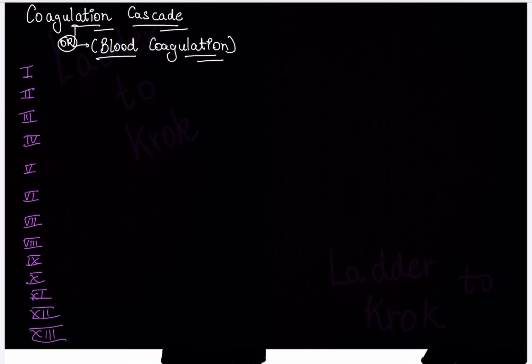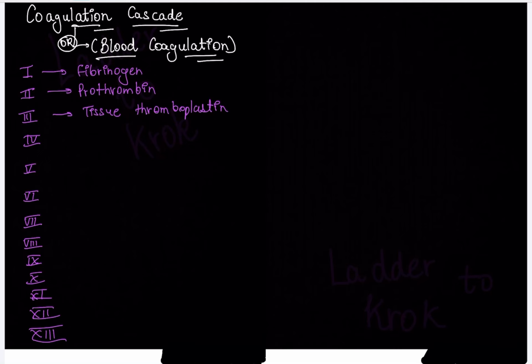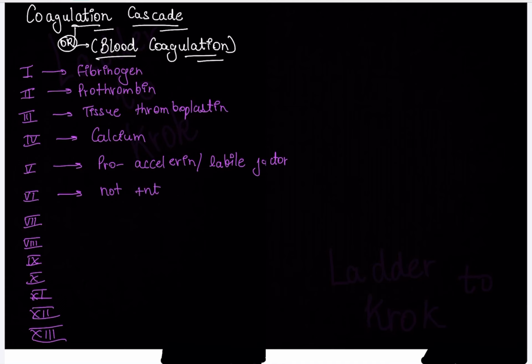Okay, so the first one is fibrinogen. The second one is prothrombin. The third one is tissue thromboplastin. The fourth one is a very important factor, it's calcium. The fifth one is proaccelerin, or we also call it labile factor. What factor? Labile factor. Okay, the sixth one is not present.